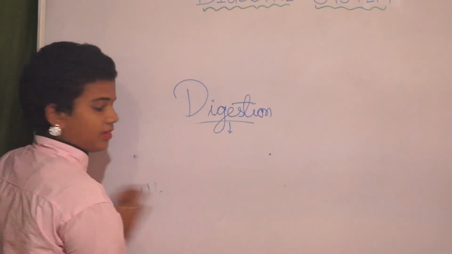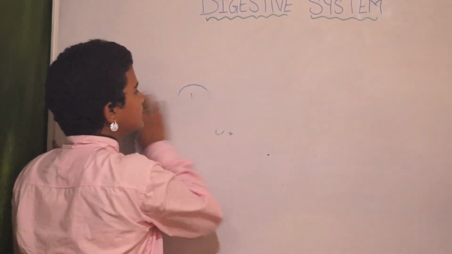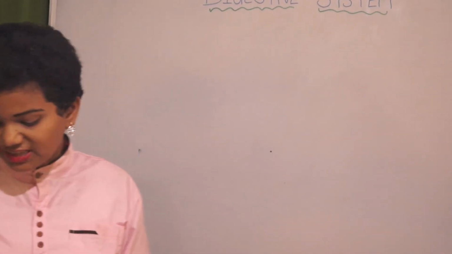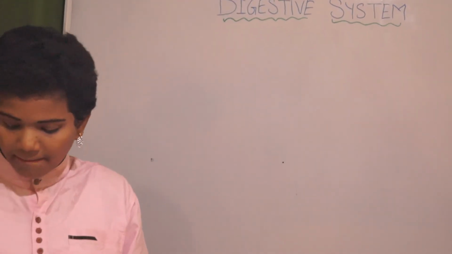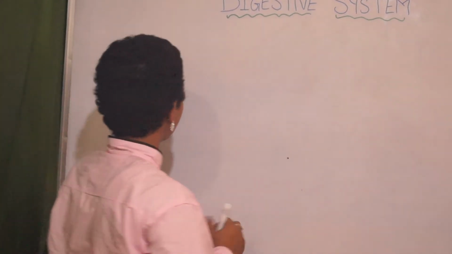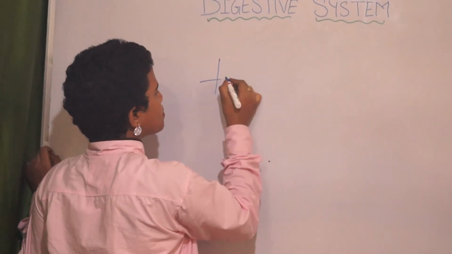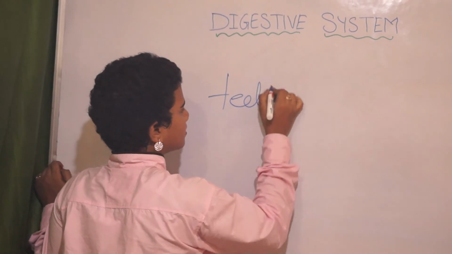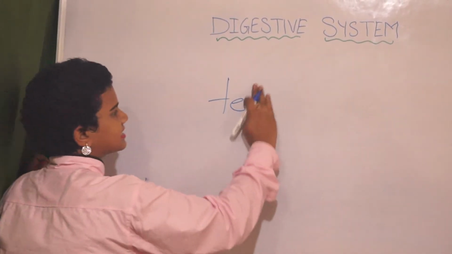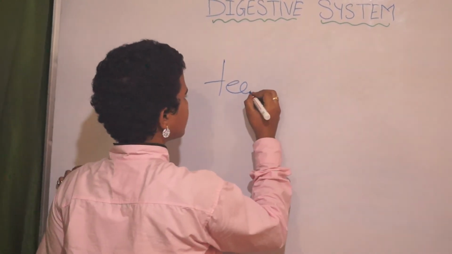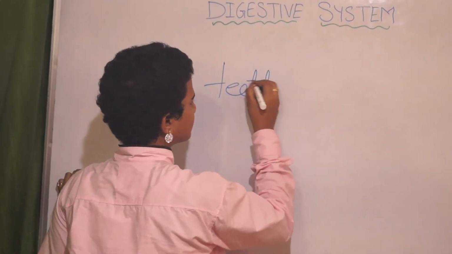Now, digestion starts in the mouth itself, by chewing. We can chew with our teeth, isn't it? First of all, let us know about teeth.